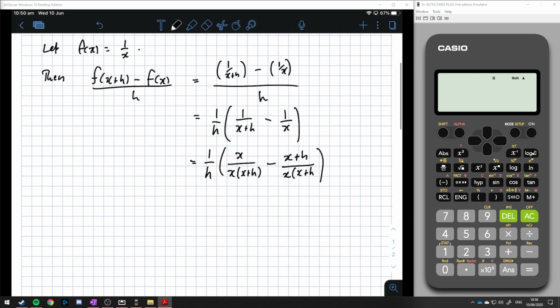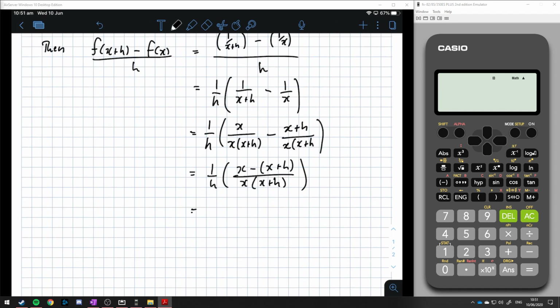Putting them on the same denominator, x(x+h), we get x minus (x+h). So the x and the x are going to cancel out. We're going to have 1 over h, lots of minus h over x(x+h).